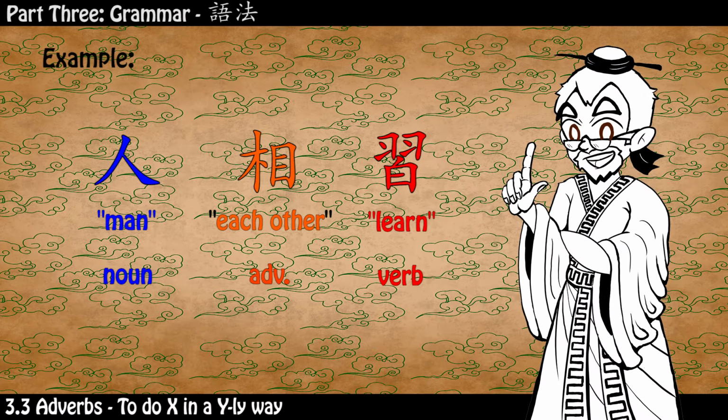Nerd note! One cool detail is because 相 by definition has to indicate two or more of something, 人, man or person, must be understood as being in the plural, men or people, despite the fact that classical Chinese doesn't actually mark plurals.